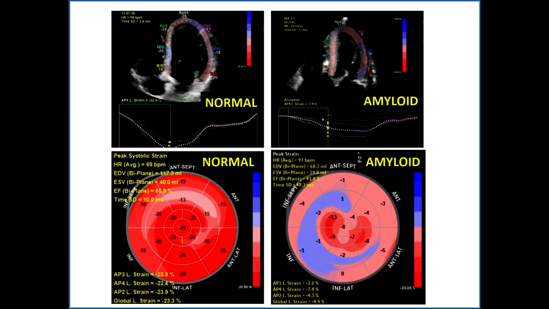Probably more specific is looking at global longitudinal strain. And on the left, this is a normal pattern. What we'd like to see is this nice red heterogeneous pattern. And a normal value is more negative than minus 18. So this is normal at minus 23%. On the right, we have a patient with amyloid. So the global longitudinal strain is going to be reduced. This is about negative 5%. And what we see is a bullseye pattern. You have essentially apical sparing, where your apex is.